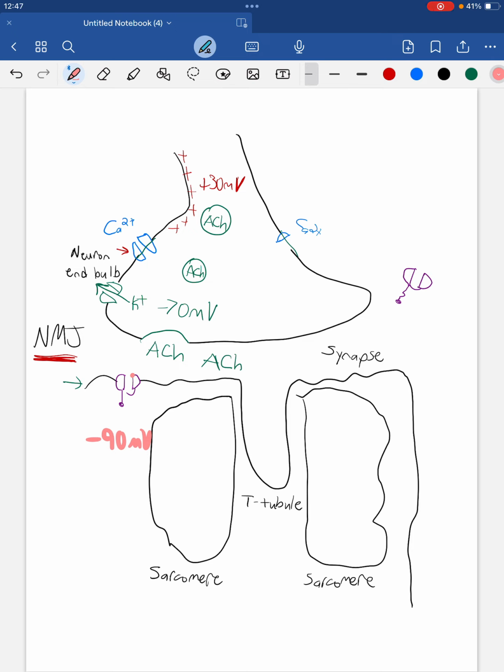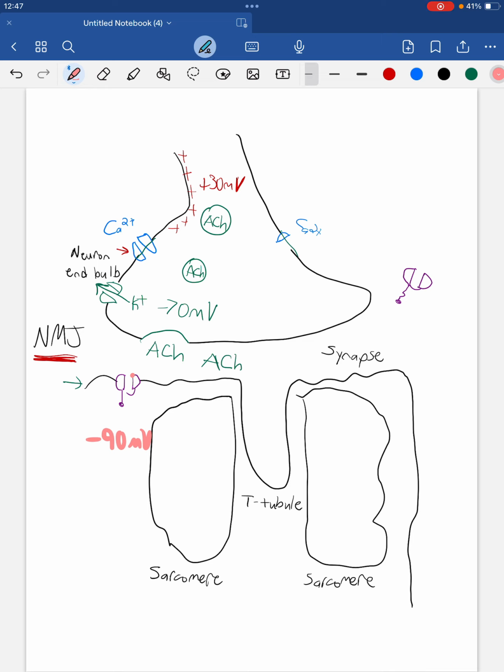This resting membrane potential is kept pretty constant due to sodium-potassium pumps, where 3 sodium are pumped into the cell and 2 potassium are pumped out. And then there's also potassium leak channels where potassium leaks out, and that keeps it more negative inside at about negative 90 millivolts inside of the muscle cell. So just telling you how that stays as is.